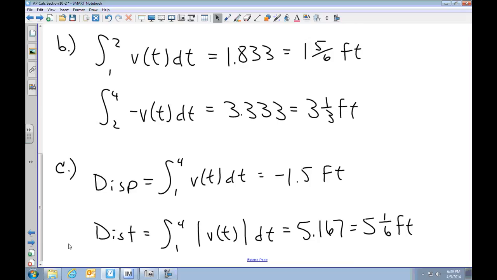All right, look at part D now. It says show how you can find the answers to part C from the answers to parts A and B.